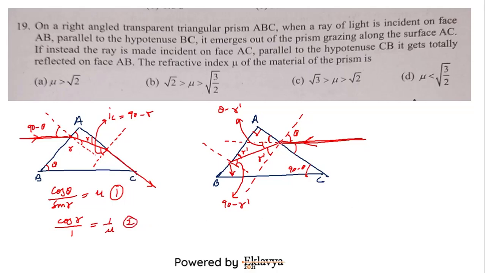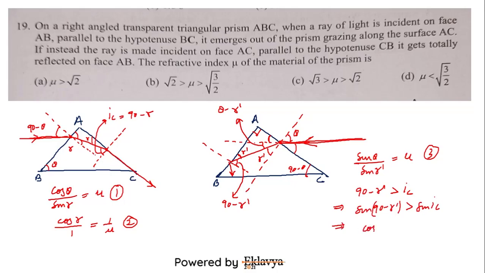Again, I will write Snell's law at this point. Snell's law at this point will give us sine theta by sine r dash equals mu. Let's call this equation number 3, and here we are going to write that 90 minus r dash should be greater than the critical angle. That means sine of 90 minus r dash should be greater than sine of critical angle, which means cos of r dash should be greater than 1 upon mu. So this becomes the fourth equation, or inequality you can say. We have to work with these 4 equations to get the desired result.